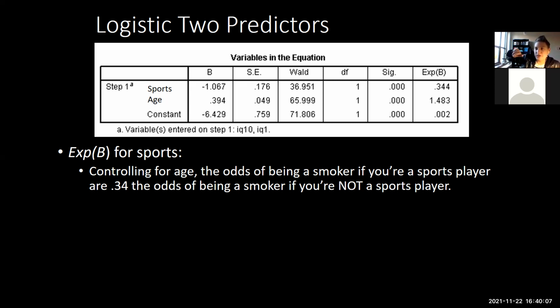Zero is not a sports player and 1 is yes, a sports player. So as I go from not being a sports player to being a sports player, the odds of being a smoker, the likelihood of being a smoker goes which way?